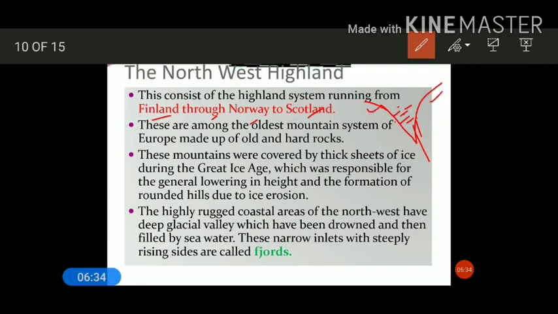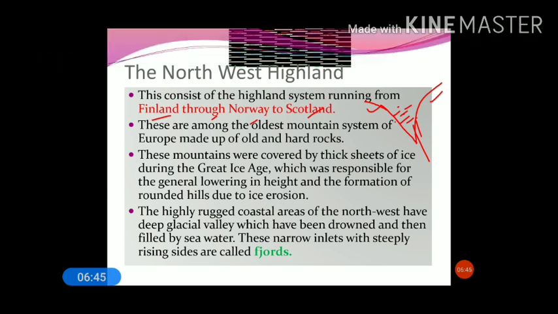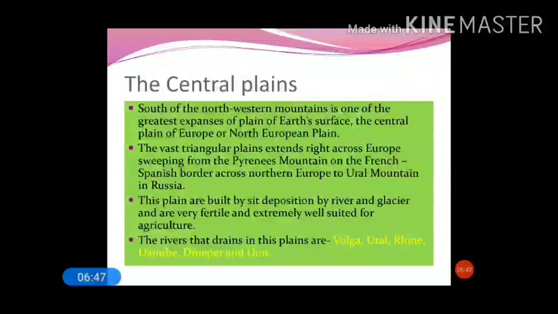It is generally seen in the temperate regions, especially in the region where there is an influence of glacier. Glacier and ice, you can say. So this is all about the northwestern highland. Now coming to next, this is the central plain.